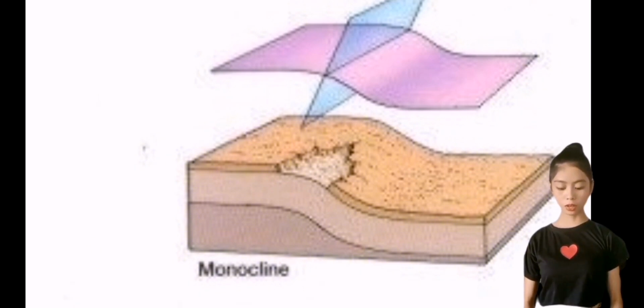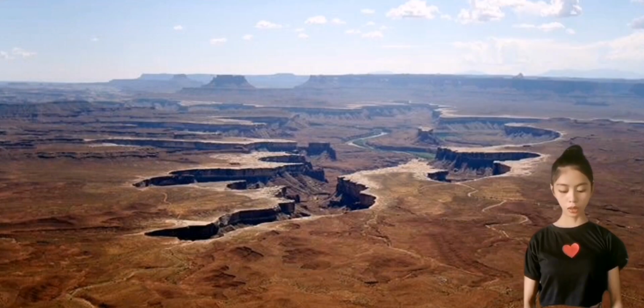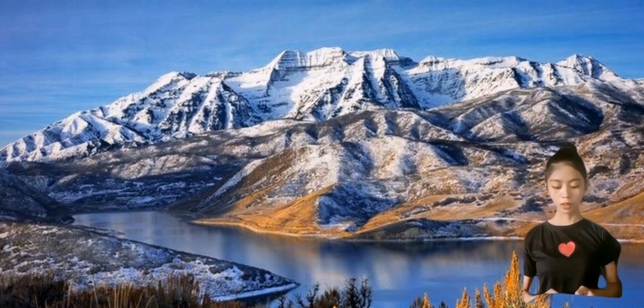Monocline. Definition. A monocline is a fold that consists of a single step-like fold or downfold in otherwise horizontal layers of rock formation. Monoclines form due to tectonic force acting on rock layers, causing them to bend in one direction and creating a gentle slope. Example, the Colorado Plateau in the western United States and the Wasatch Range in Utah, USA.